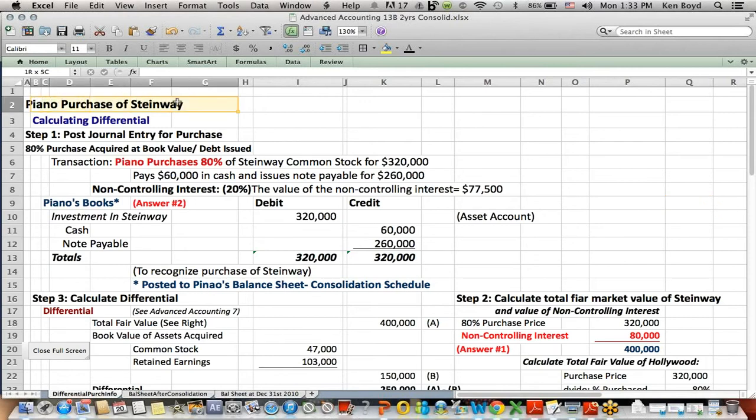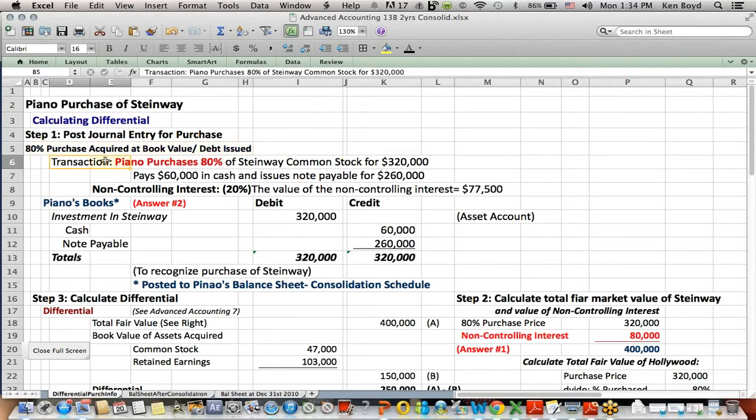So a company called Piano is buying an interest in Steinway. Piano is the parent, Steinway is the sub. With the first step, we need to calculate the steps to come up with a differential. So step one for the whole problem is we're going to post a journal entry for the parent to account for that purchase.